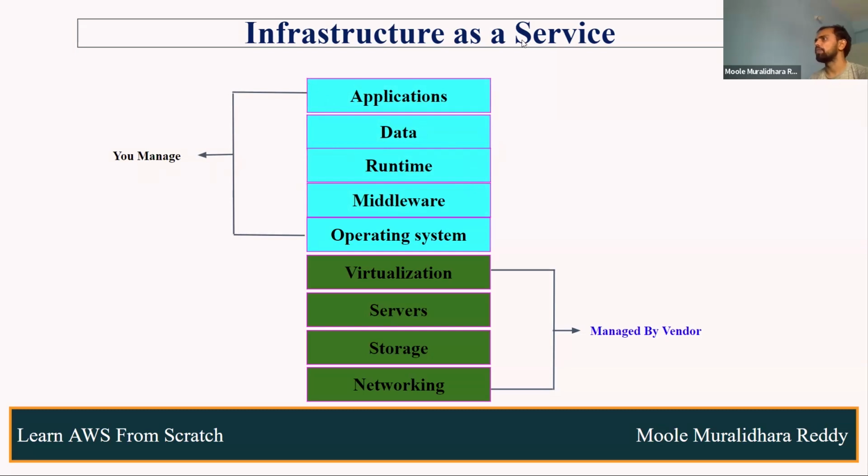Again, I'm telling, infrastructure as a service: the networking part, storage, servers, and virtualization will be taken care of by AWS, the example vendor. And the operating system, middleware, runtime, and data and applications, everything the client needs to take care of. Understand that? Infrastructure as a service.